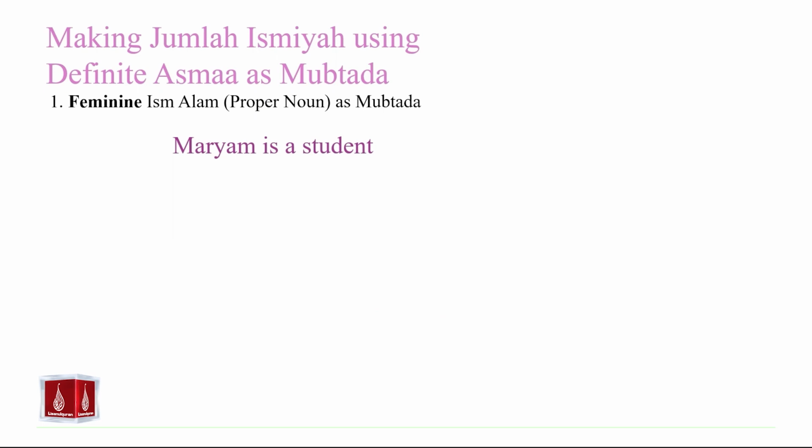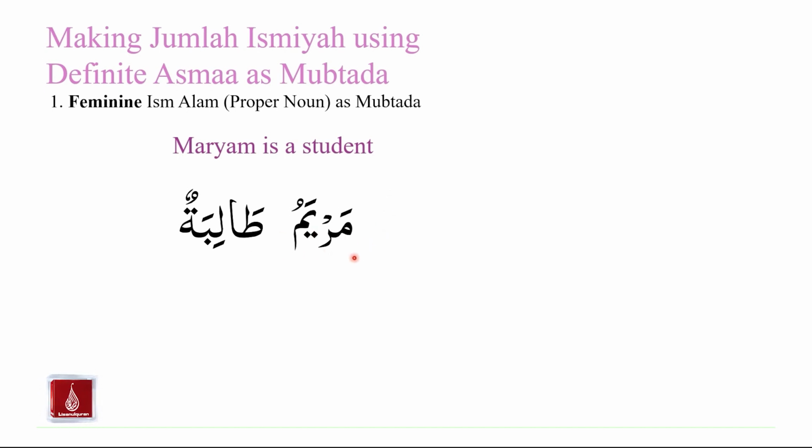Now we will practice making jumla ismia using a feminine proper noun as mubtada. The example that we have is Maryam is a student. Maryam is the subject or mubtada. Maryam is also an ism alam or a proper noun. And student in this sentence is the khabar. So the jumla ismiya that we have will be Maryamu talibatun.